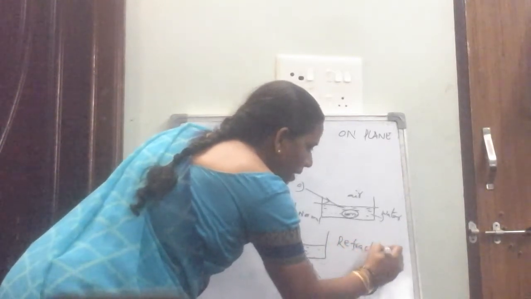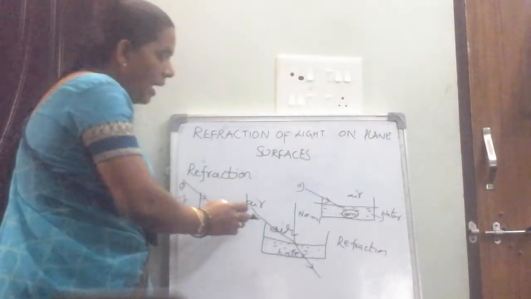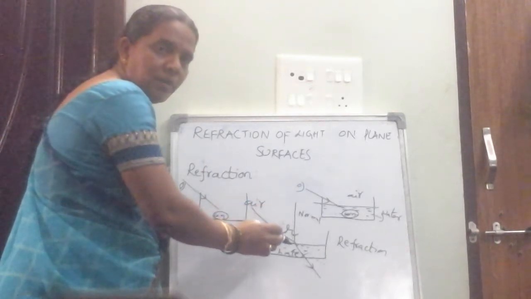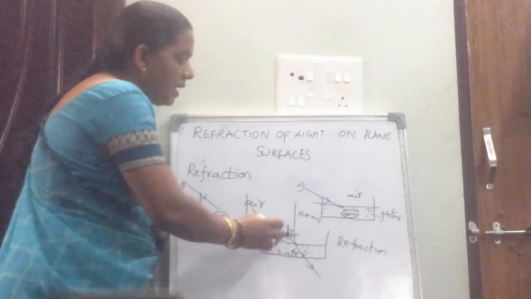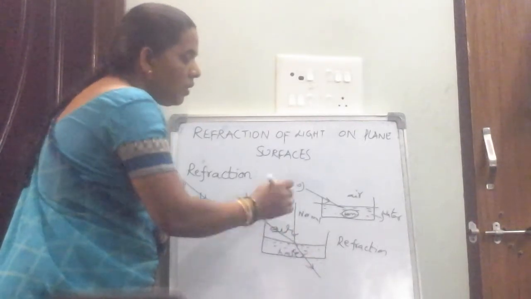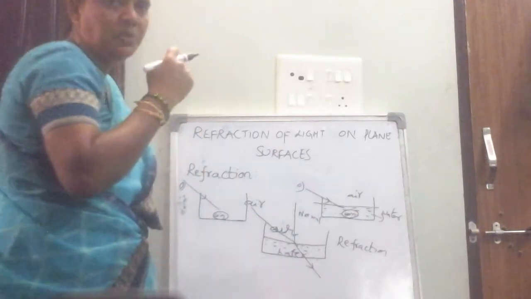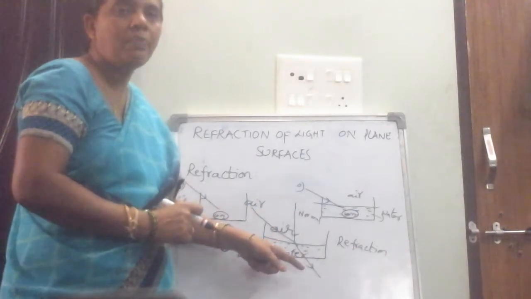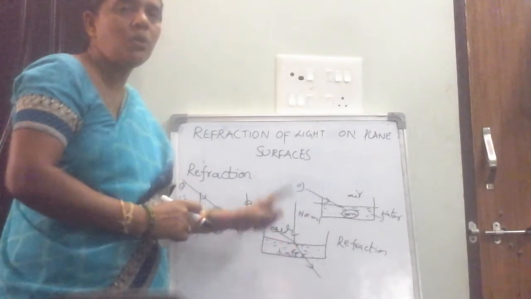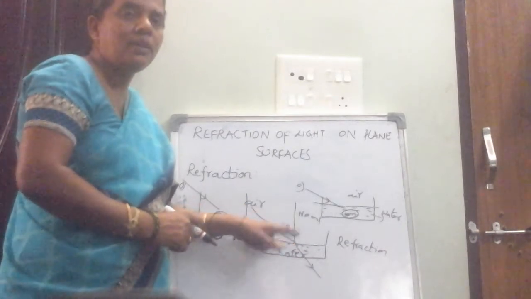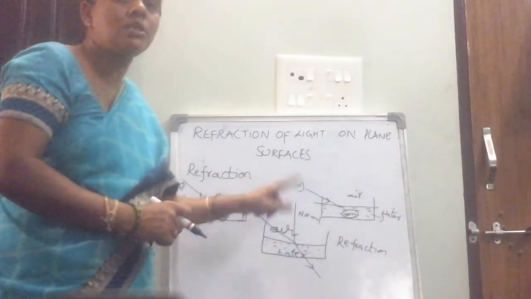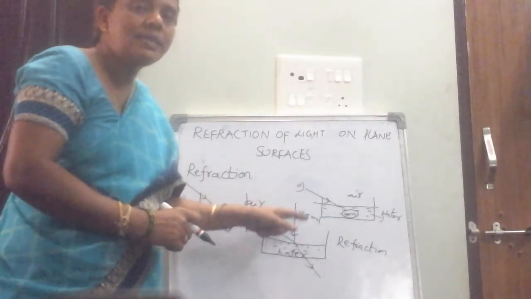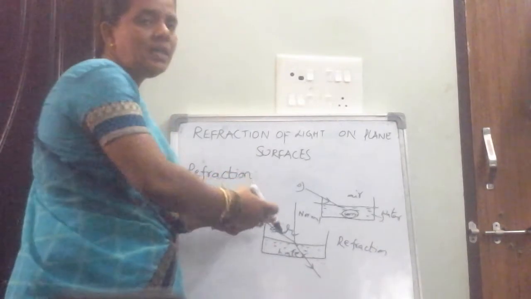Alright, refraction means when light changes its speed from one medium to another medium, it results in a change in the direction of light. We call it refraction. Do you understand? So when light enters from one medium into another medium, their velocities change. So the speed changes. So when light changes its speed from one medium to another medium, it just results in a change in direction.